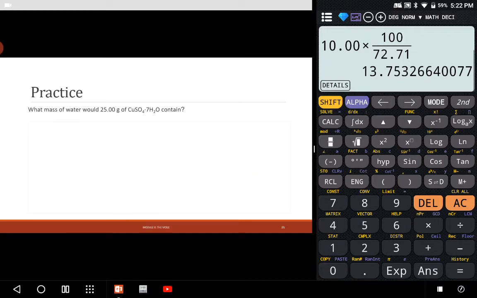All right, here's a practice problem for you. It reads, what mass of water would 25 grams of copper sulfate heptahydrate contain? Go ahead and pause the video and try to work this out on your own. Unpause the video when you are ready to continue.